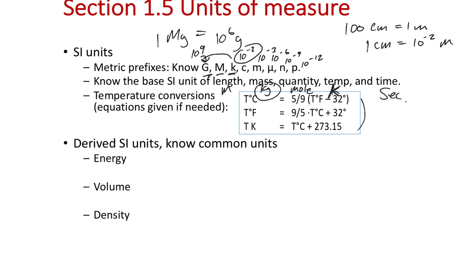We have a few other derived SI units that are derived off of these fundamental SI units. We saw one already: the energy unit, the joule, is a kilogram meter squared per second squared. Something not in the slide is the force. If you think of mass times acceleration, meters per second squared, the SI unit of force is the newton. So 1 newton is 1 kilogram meter per second squared.